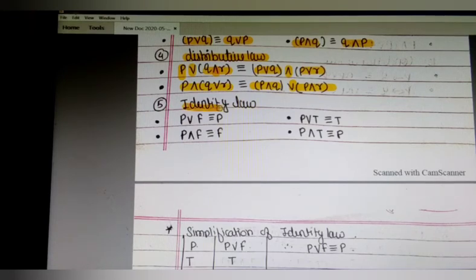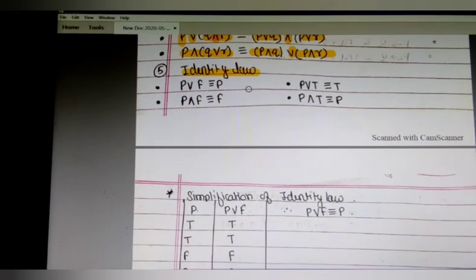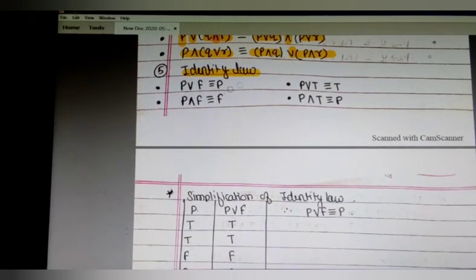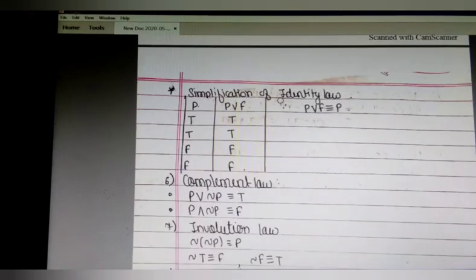Next law is identity law. It is the main law, so we have to remember this. Like P or false is P, and P and false is false. Like this, P or true is true, P and true is P. We have simplified this law in the next. Here see simplification of identity law.